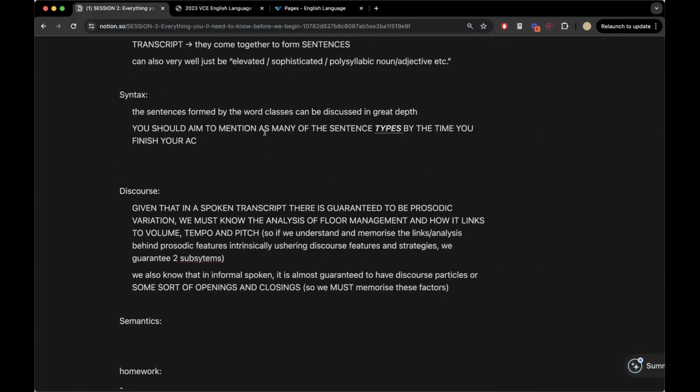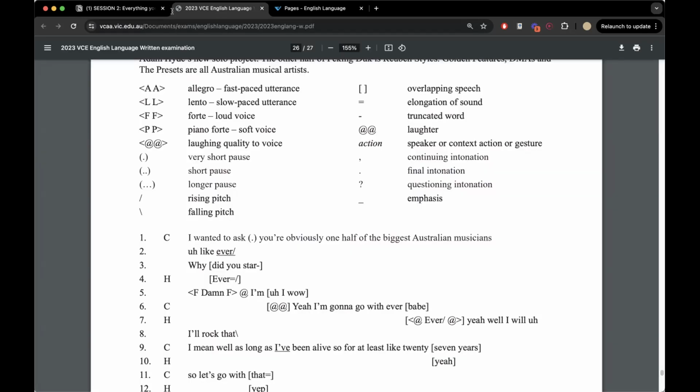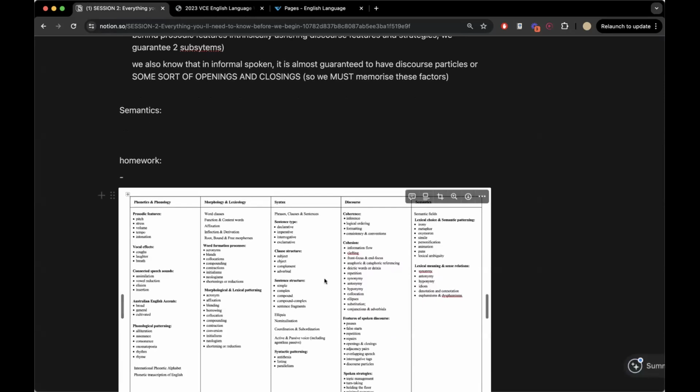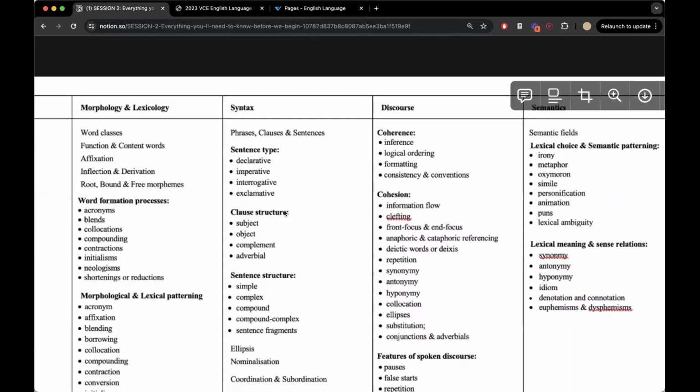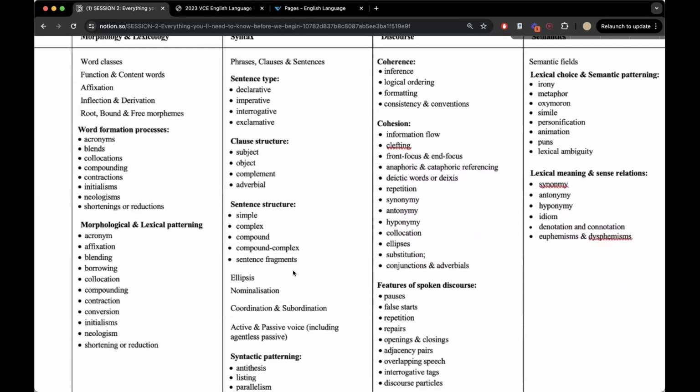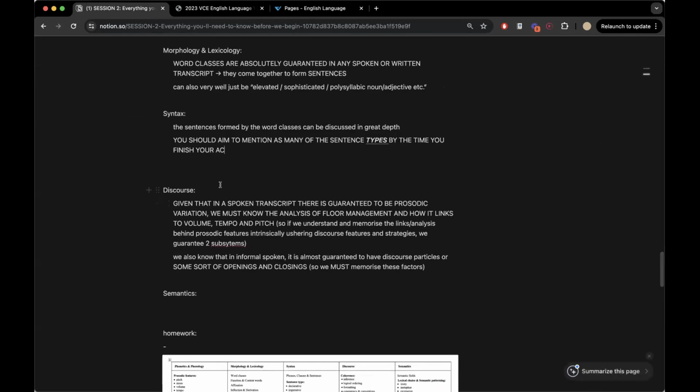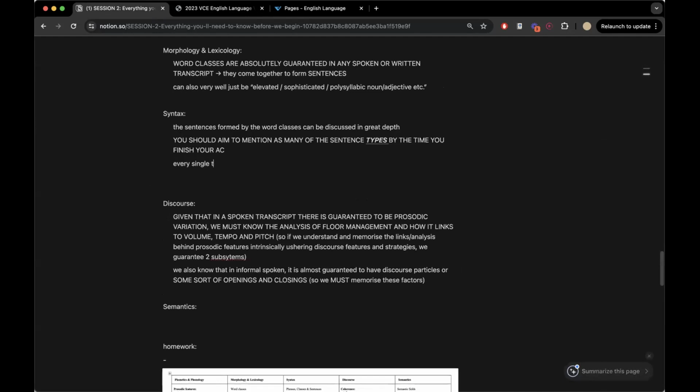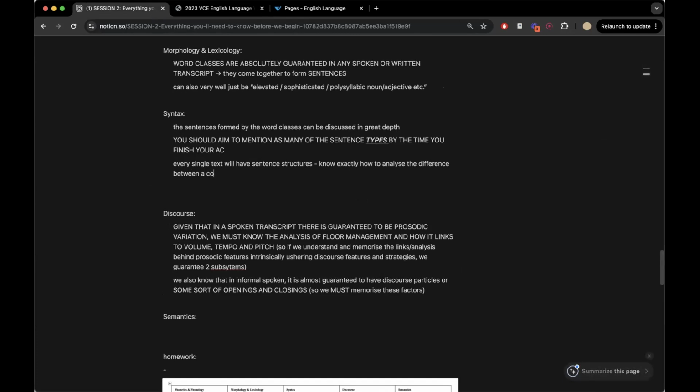So, syntax, you should aim to mention as many of the sentence types by the time you finish your AC, right? Because very likely they will be present. Obviously, know your clause structures. You might come across bizarre clause structures. Definitely know your sentence structures, though. Very important to know sentence structures because every single text will have sentence structures, right? So know exactly how to analyze the difference between a compound sentence and a complex sentence.